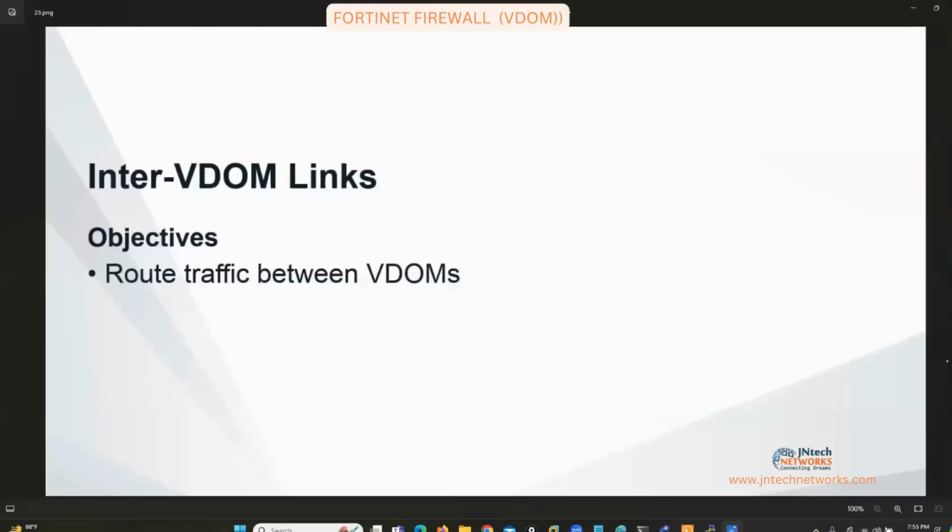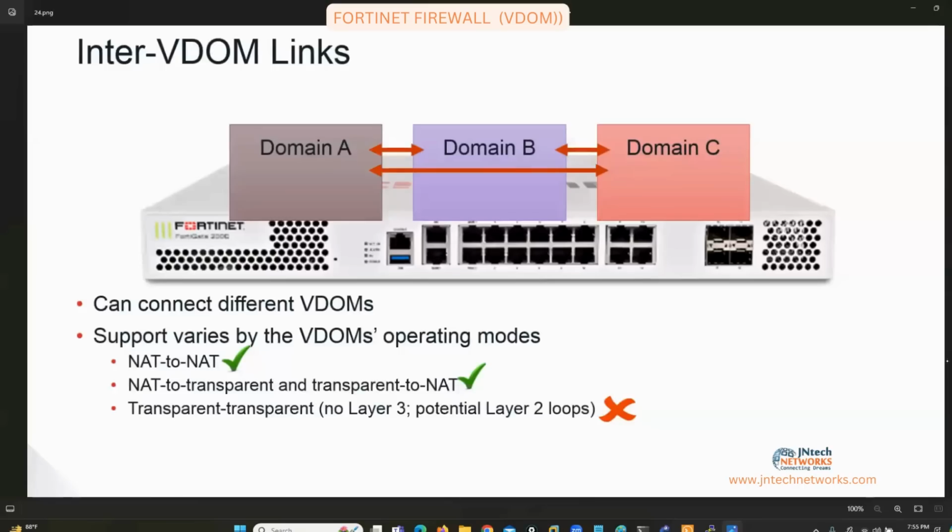Here, last, transparent to transparent is Layer 2 firewall. If you have Layer 2 firewall on both sides, you cannot establish an inter-VDOM link. This is a requirement. If one device mode is NAT mode and the other device mode is NAT mode, you can establish it. If one device mode is NAT mode and the other is a Layer 2 firewall, yes, you can create an inter-VDOM link.